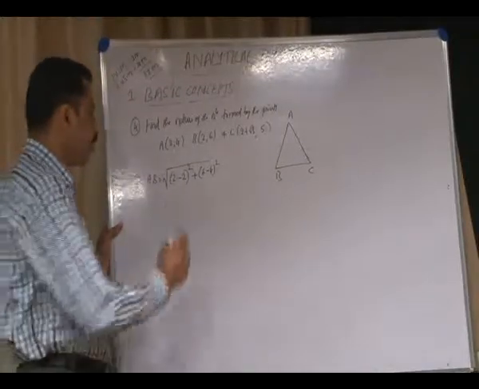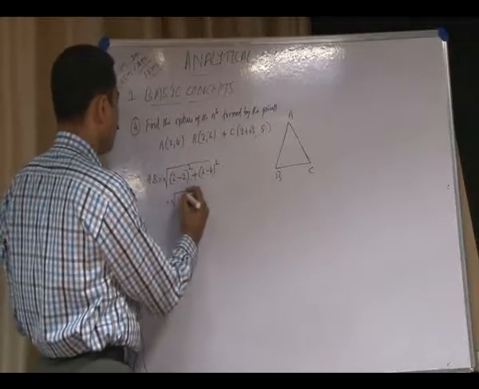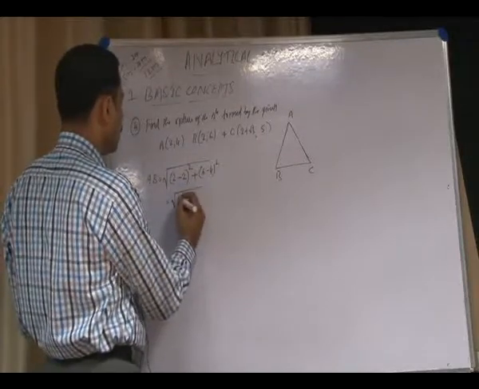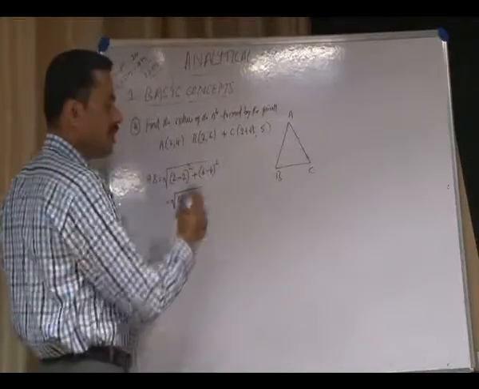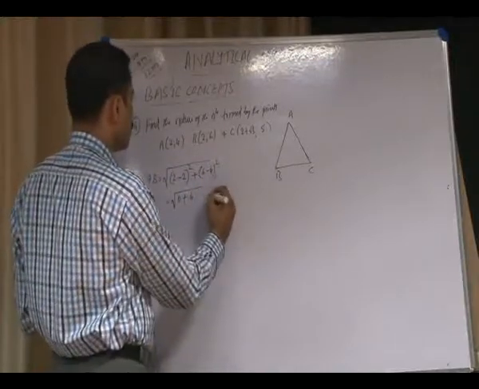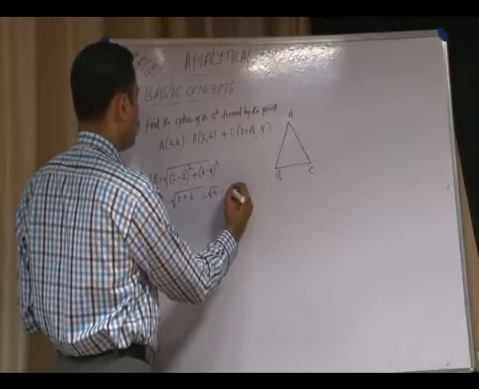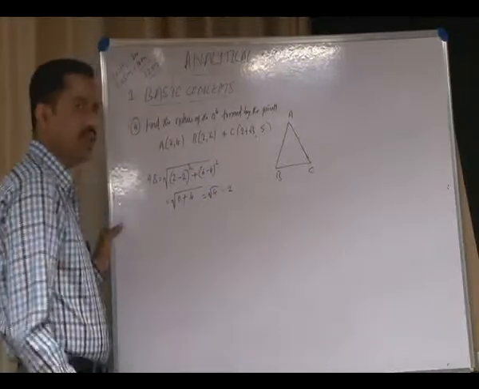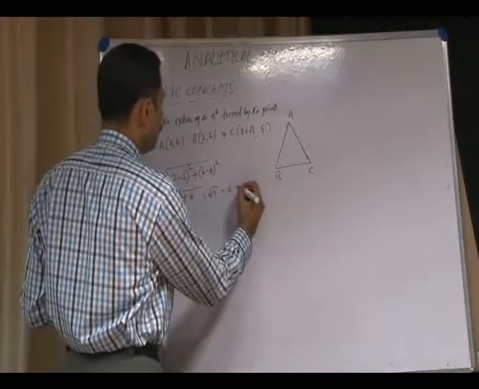By simplifying this we get square root of 2 minus 2 is 0, 0 square is 0, plus 6 minus 4 is 2, 2 square is 4. So that is equal to square root of 0 plus 4 is 4, that you can write 2 units, that is the distance AB is equal to 2 units.